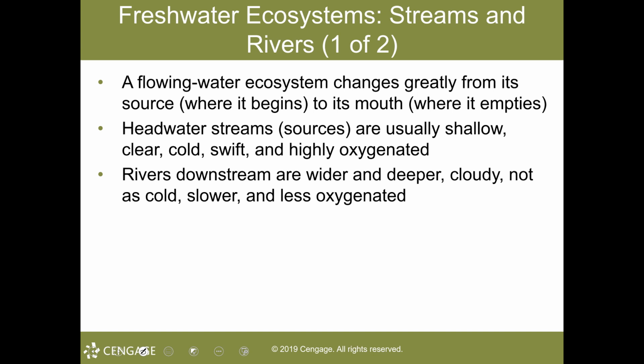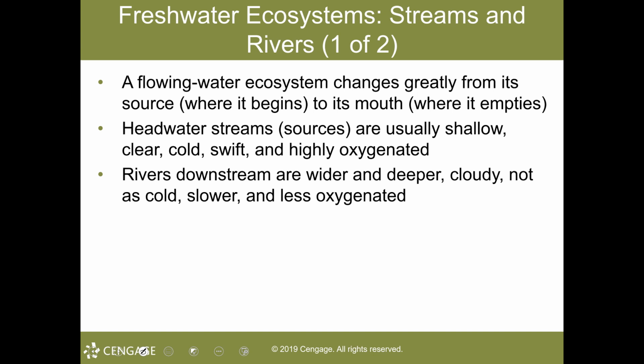So the nature of a flowing water ecosystem changes greatly from its source, where it begins, to its mouth, where it empties into another body of water. Headwater streams are usually shallow, clear, cold, swiftly flowing, and highly oxygenated. In contrast, rivers, which are downstream from the headwaters, are typically wider, deeper, turbid, not as cold, slower flowing, and less oxygenated than headwater streams.